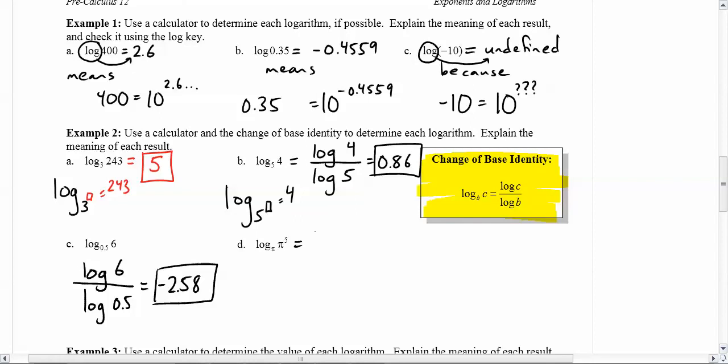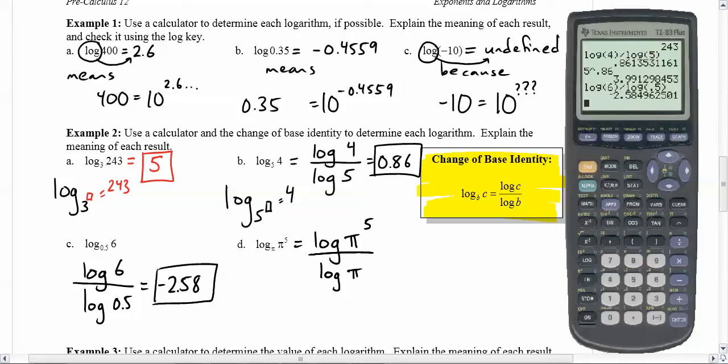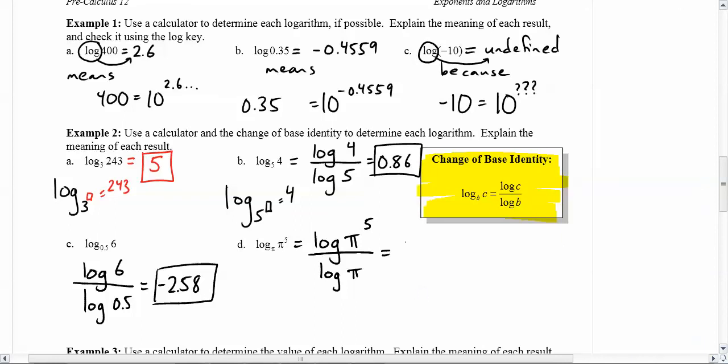And we could do a change of base for this one as well. Log of pi to the 5 divided by log of pi is 5. Well, that's interesting. And the reason why is because this means pi to the power of what number equals pi to the power of 5? Well, obviously pi to the power of 5 equals pi to the power of 5.